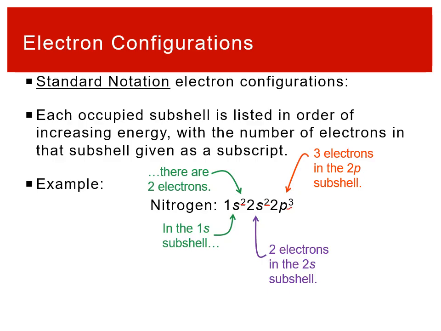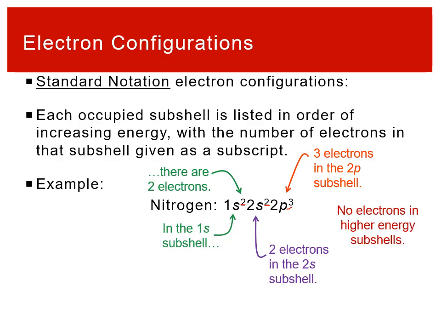So we can see that this is a complete count of all of the electrons. Nitrogen is atomic number 7, so a neutral atom has 7 electrons. If we add up those exponents, 2 plus 2 gives you 4. You add 3, you hit 7. So that's all of the electrons.